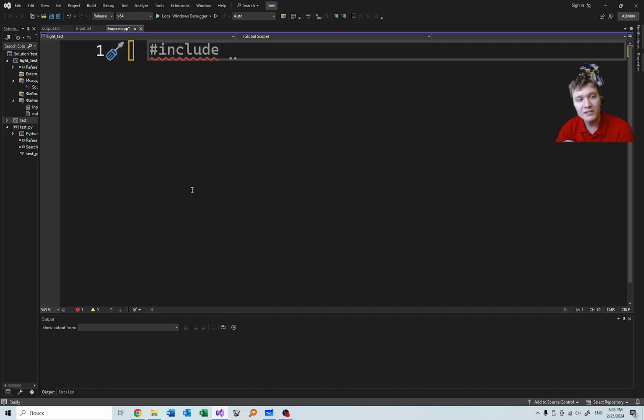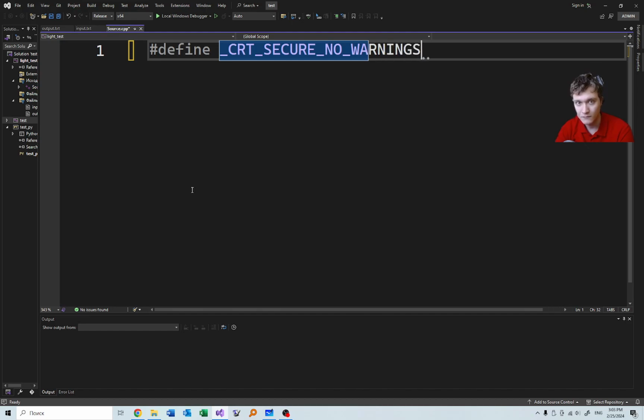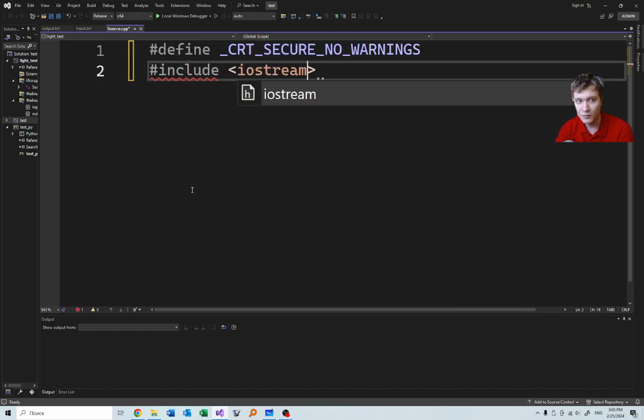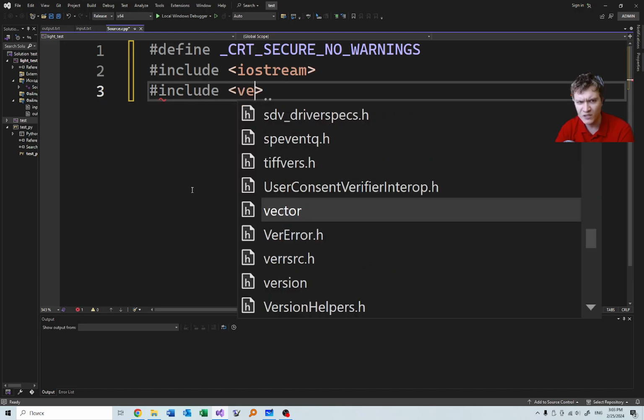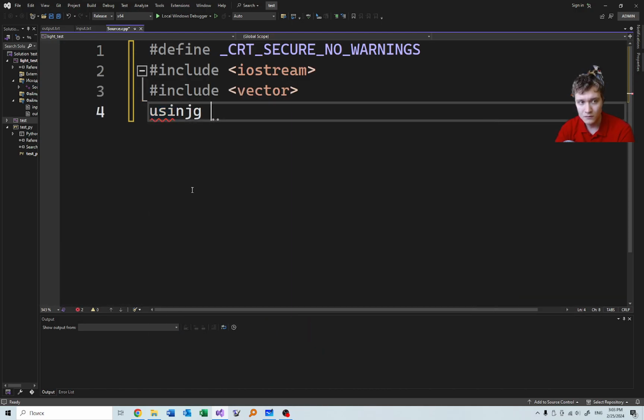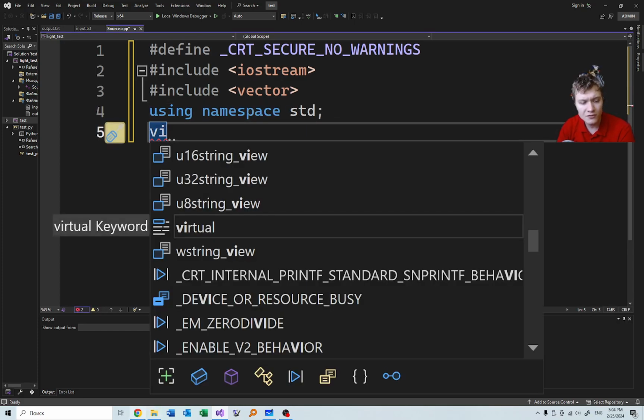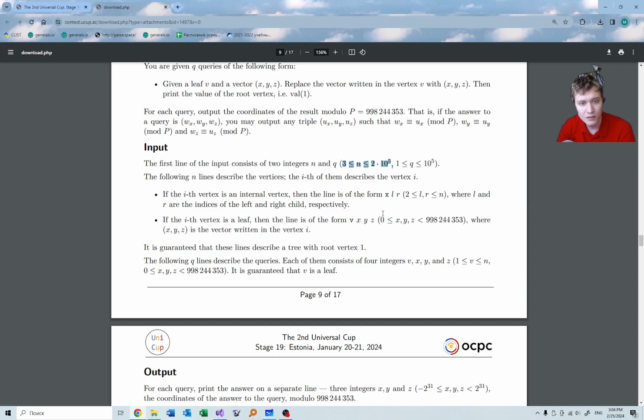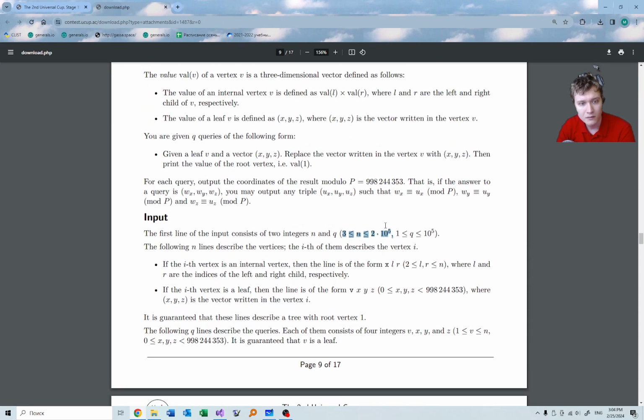So, okay, we will start actually with input. For input we only need iostream, maybe we need vector to store it. Actually it is a tree, so we need to store, we get the left and the right child.